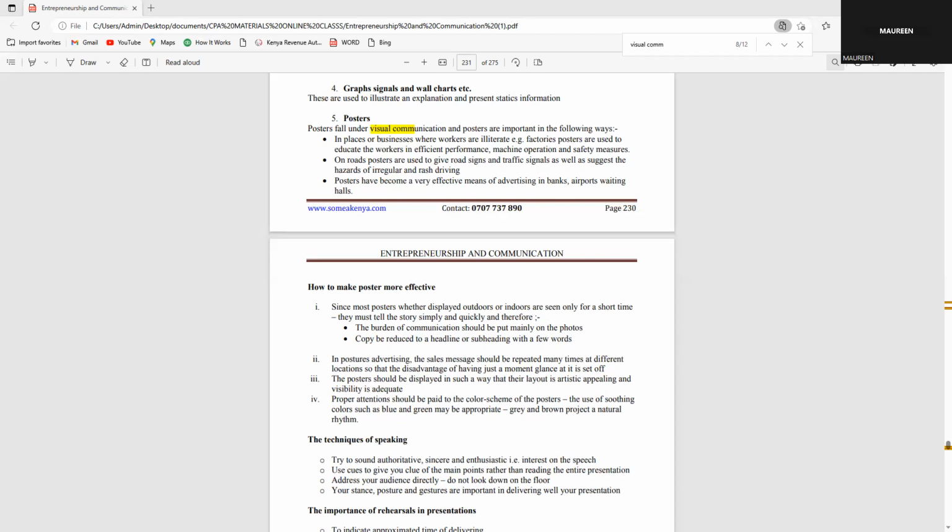So the question is asked with reference to downward communication: summarize four requirements of an effective order. Give me one answer or two answers for that question. With reference to downward communication, summarize four requirements of an effective order. Try, some more.